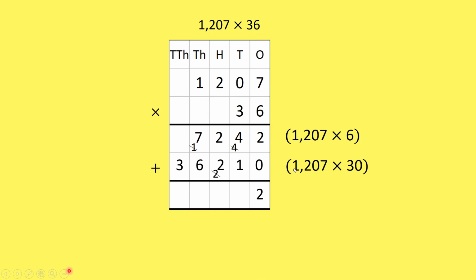2 add 0, 2, 4 add 1, 5, 2 add 2, 4, 7 add 6, 13, carry the 1 across, and 3 add the extra 1 would give us 4. So our answer, 43,452.